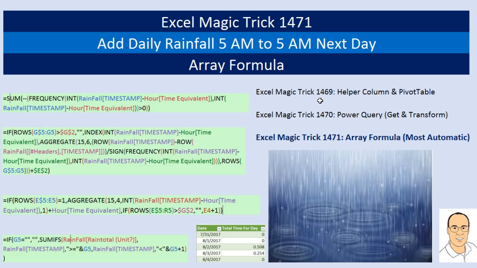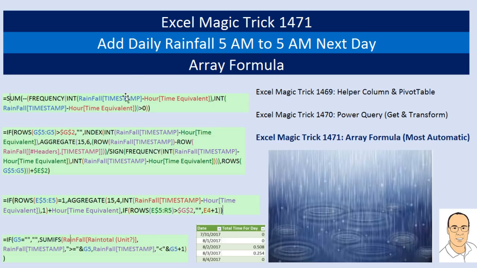Now, in Excel magic trick 1469, we saw how to do it with a helper column and pivot table. In 1470, we saw how to do it with Power Query. But in this video, we want to see how to do it with formulas, and in particular, a couple of array formulas. Now, here's 1, 2, 3, 4 different formulas.